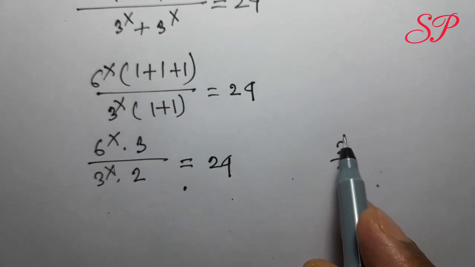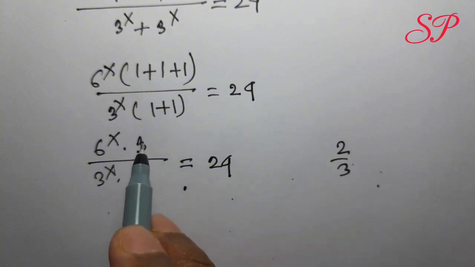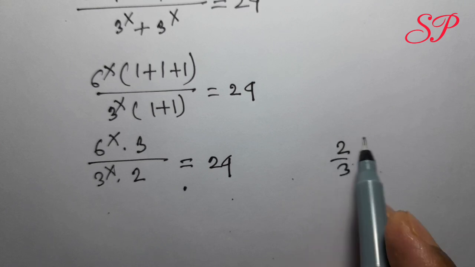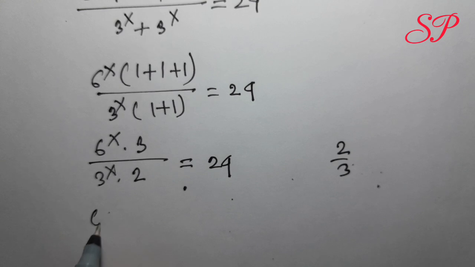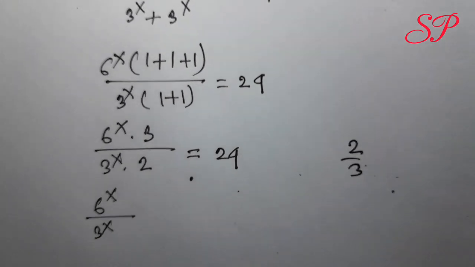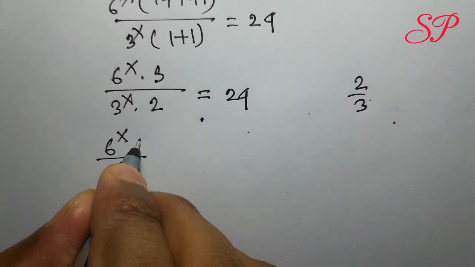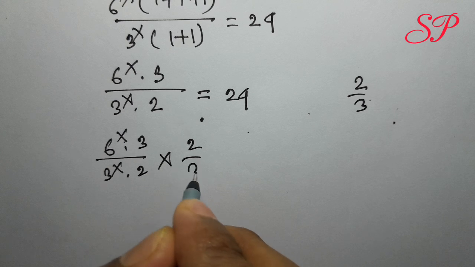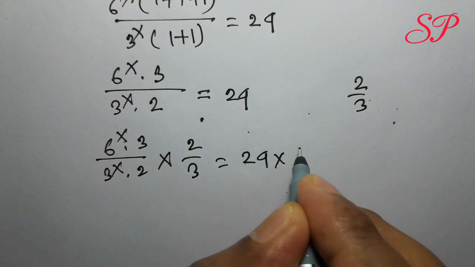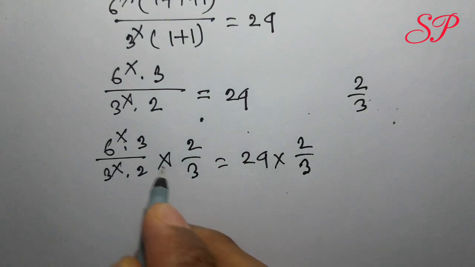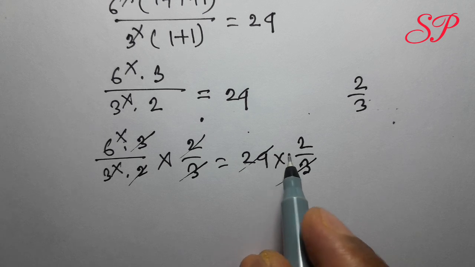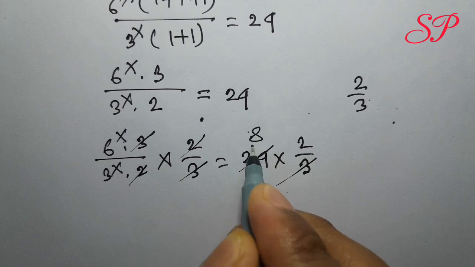Why do we multiply both sides by 2 by 3? Here on the left side we have 3 by 2, so we multiply both sides by 2 by 3. We get 6 to the power x over 3 to the power x, times 3 by 2, multiplied by 2 by 3, is equal to 24 times 2 by 3. Here 3 and 3 cancel and 2 and 2 cancel, and 24 divided by 3 is equal to 8.